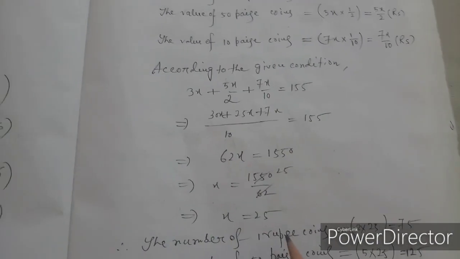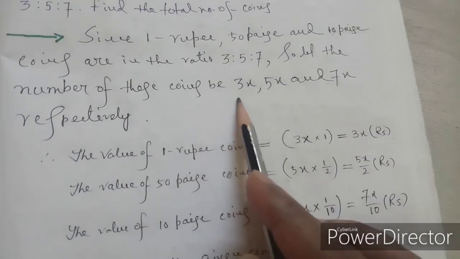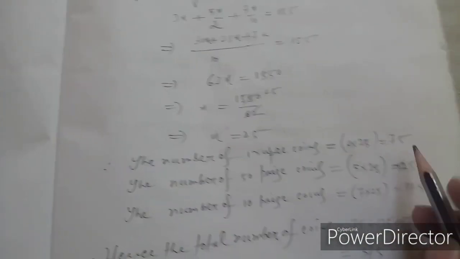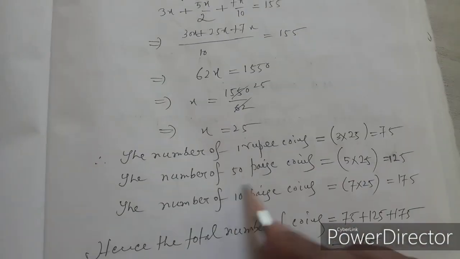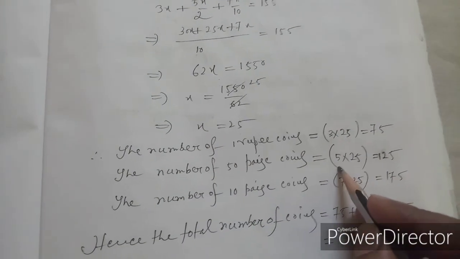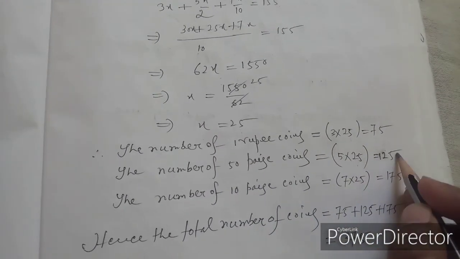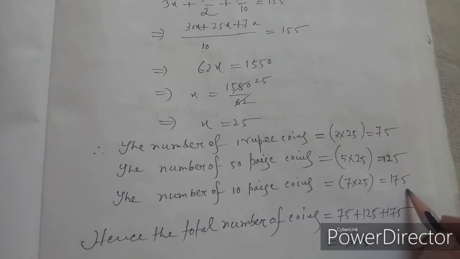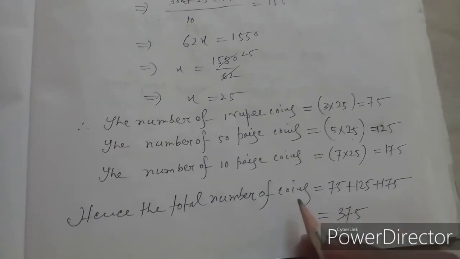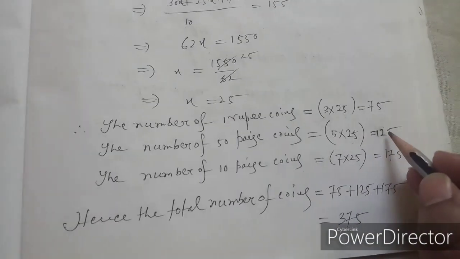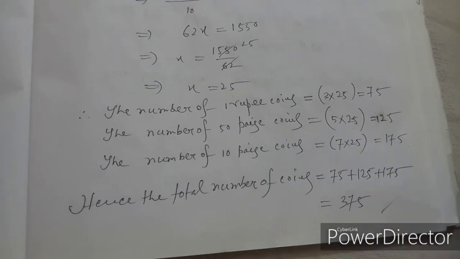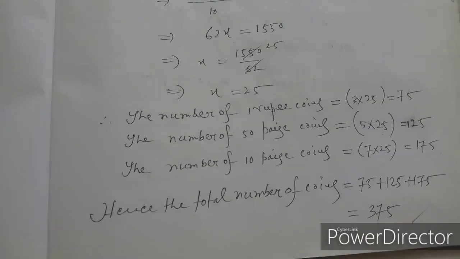So now number of 1 rupee coins is how much? 3x. So put the value of x here. So 3 into 25, how much? 75. And number of 50 paisa coins is 5x, so 5 into 25, so 125. And number of 10 paisa coins is 7 into 25, that is 175. Hence the total number of coins is 75 plus 125 plus 175, and that should be equal to 375. Is it absolutely clear? I think so.